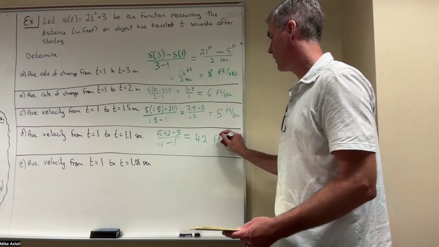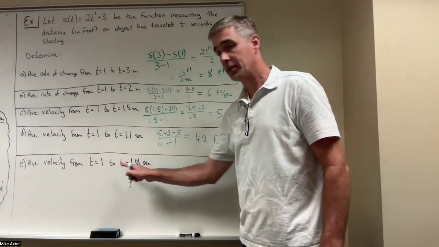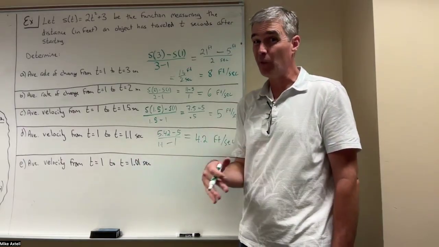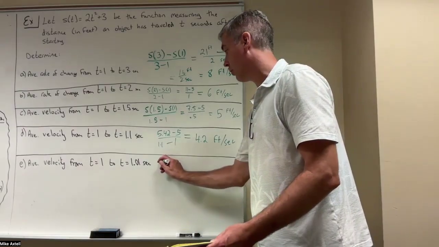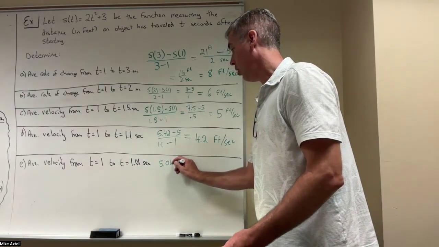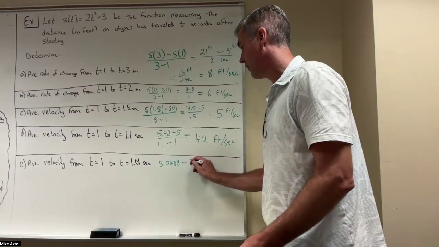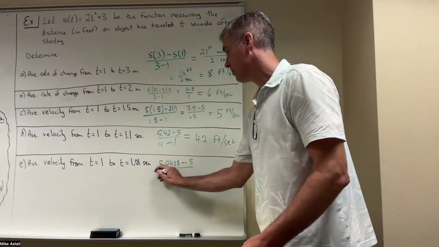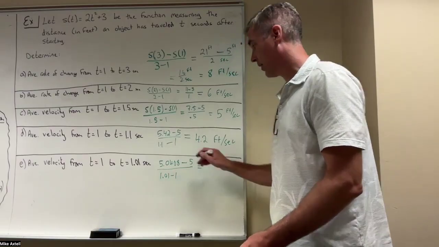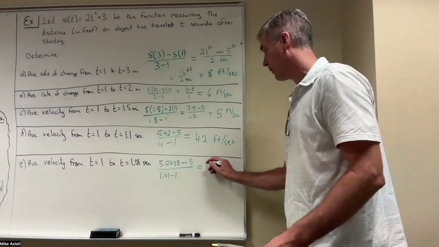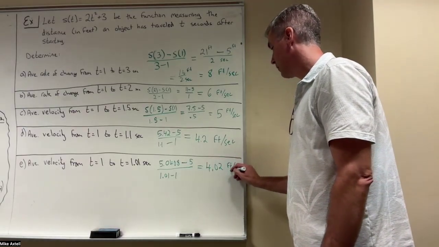4.2 feet per second. And if I go from time 1 to time 1.01, so 1/100th of a second later, I get 5.0408. That's S of 1.01 minus 5. That was S of 1, all over 1.01 minus 1. And when I crank that into my calculator, I get 4.02 feet per second.